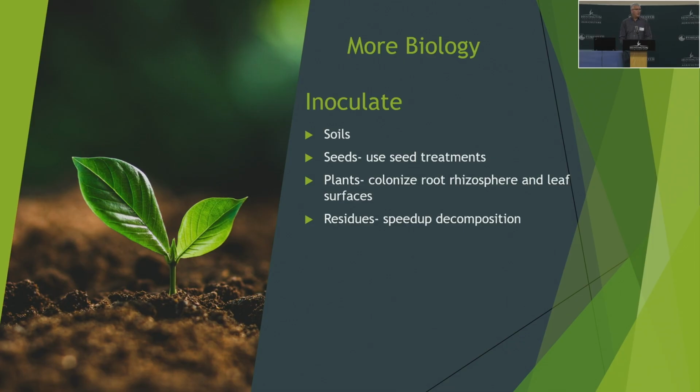So how do we get more biology in our soil? Well, for one thing, we can inoculate soils. We can inoculate seeds with seed treatments. We can inoculate plants by putting biological products in the root zone so they can colonize those roots and have the beneficial organisms there helping to cycle those nutrients. And then we can inoculate our crop residues so they break down quicker and again cycle nutrients faster and help us to build carbon in the soil.